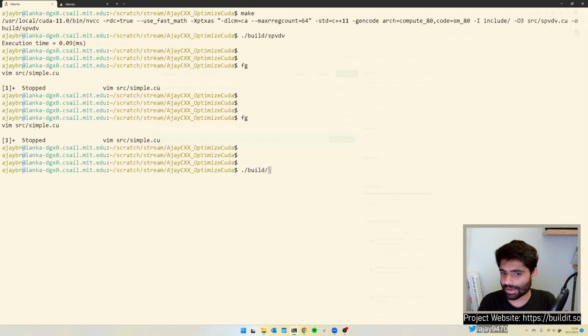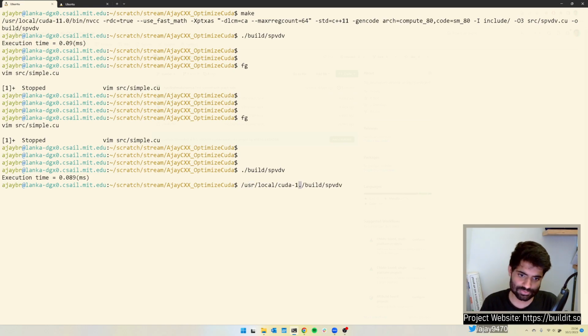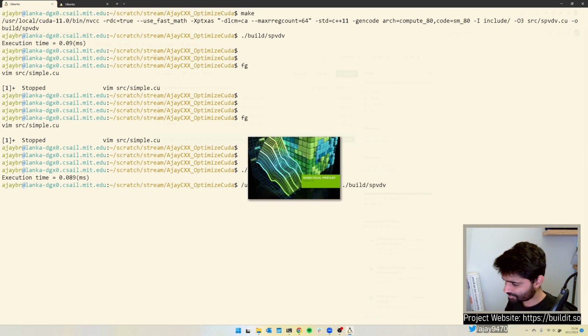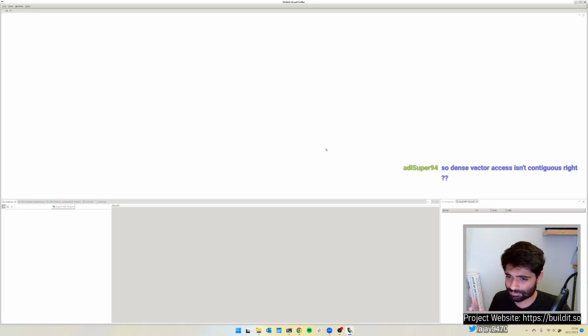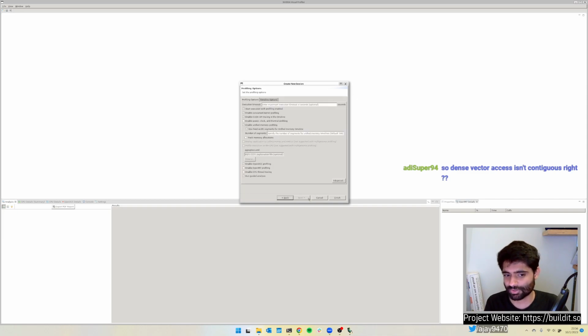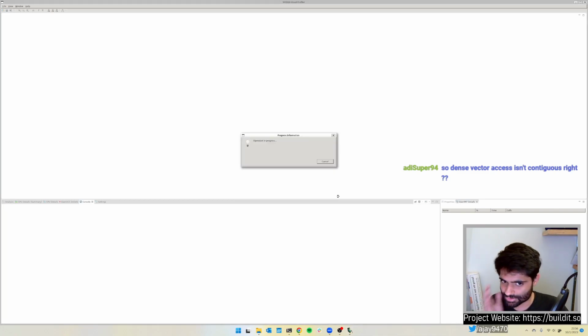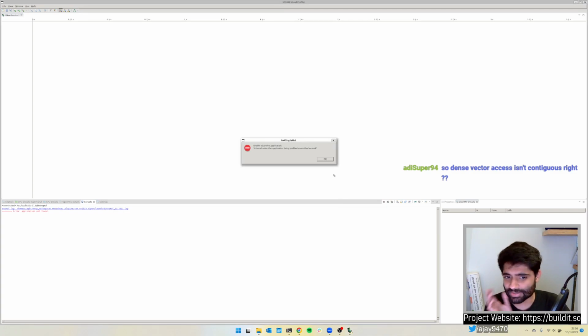So normally I run this code like this, spvdv, right? To profile this, you can run it with this nice tool called NVVP, which is the NVIDIA Visual Profiler. For newer generations of GPUs, by the way, this is not available now. They have discontinued this. There's a new tool available, but because I'm using an older generation of GPUs, this is the tool that we'll be using. But it's great.